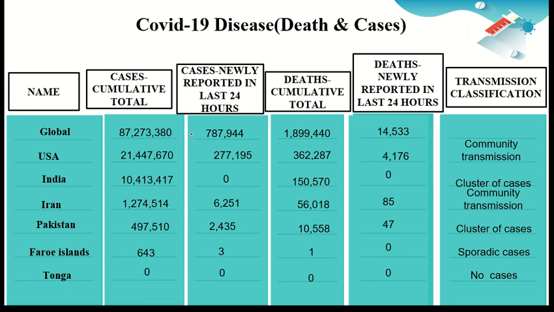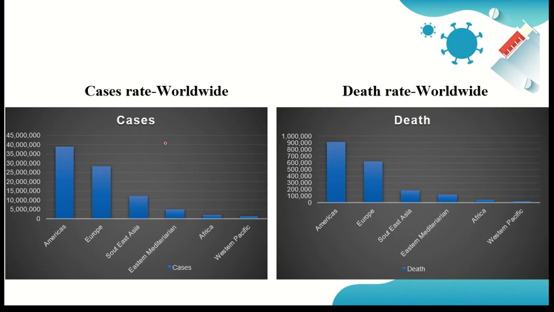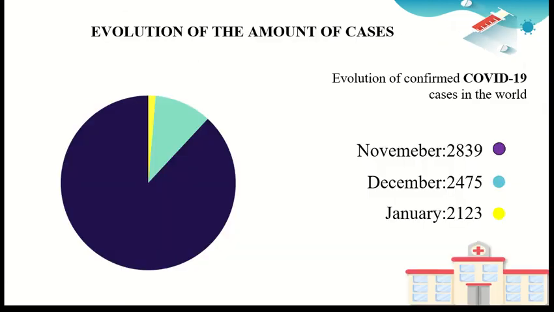While if we talk about transmission classification, in USA there is community transmission. India and Iran, in India there is cluster of cases of community transmission, while in Pakistan there are clusters of cases, while in Faroe Islands there are sporadic cases, while in Tonga there are no cases. These are the case rate worldwide and death rate worldwide.